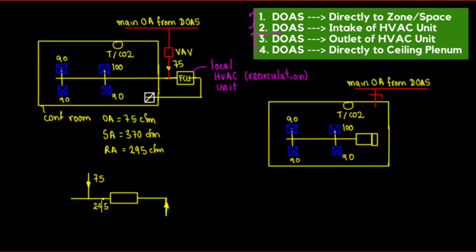See, why is it 295? Because 295 plus 75 delivers what I want, 370 CFM. This is mainly interesting for balancing purposes. So 370, we're all good. But as you can see, after the FCU, I'm going to put in here the local HVAC unit FCU. It's going to be 295, right? So 75 and then 370.